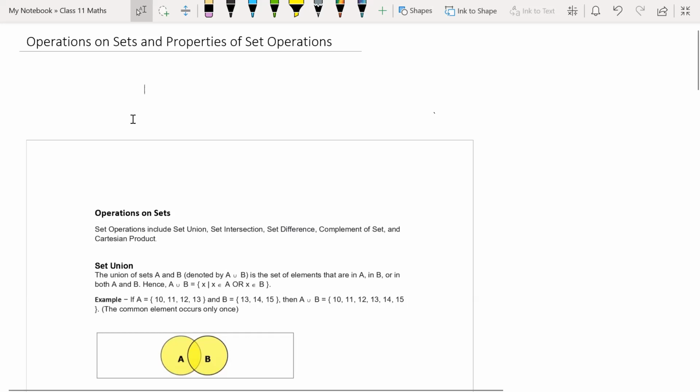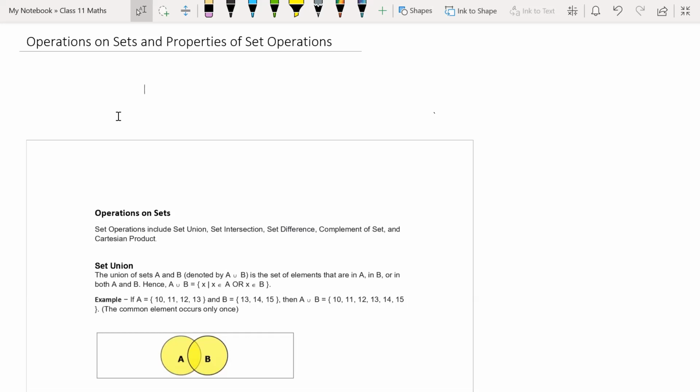Operations on sets. There are basically 4 or 5 operations performed on sets: set union, set intersection, set difference, set complement, and set Cartesian product. These are the basic operations on sets which are always to be performed. Let's discuss one by one: what are set union, set intersection, set difference, complement of a set, and Cartesian product.